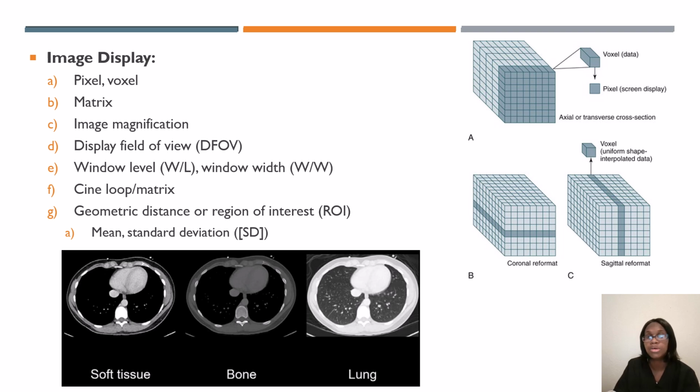Now we are talking about more physics, your pixels, your voxel, your matrix. Do you know the definition of those? Do you know your window level, your window width ranges for bone, lungs, soft tissue, abdomen, things like that?